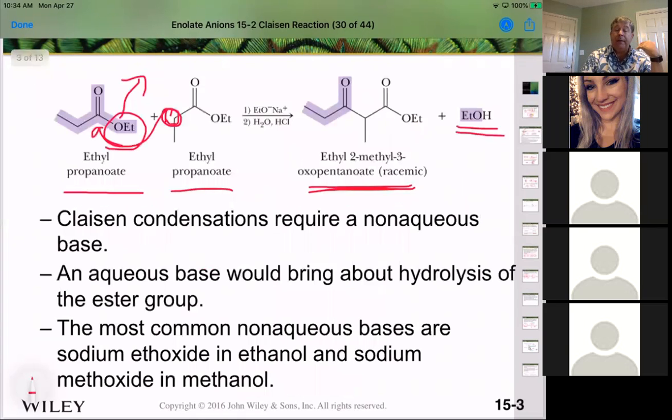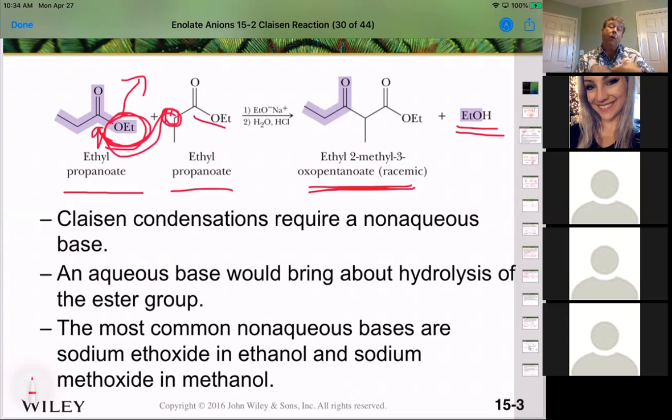And it undergoes basically the same mechanism as the other one, and the difference is instead of losing water at the end of the system, we actually end up losing alcohol. So one of the esters of one of the groups ends up leaving because we're attacking the carbonyl of that one, and that is the alcohol that leaves. The ester on the one you made the enolate on stays the ester, okay?